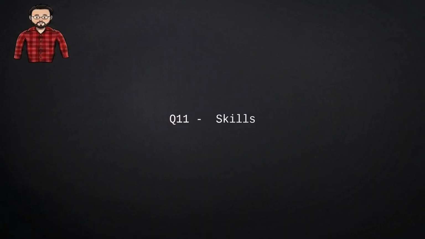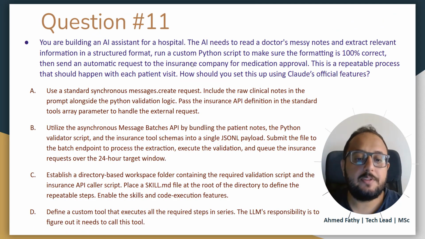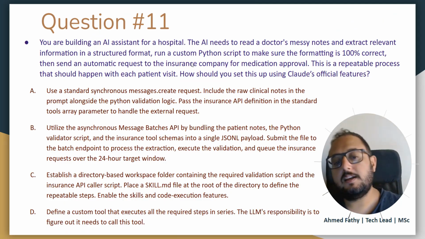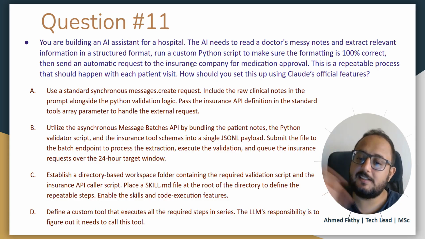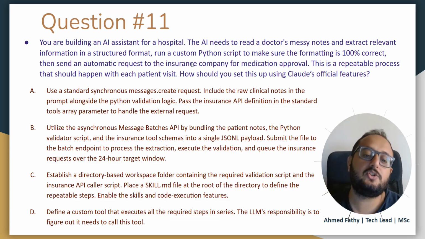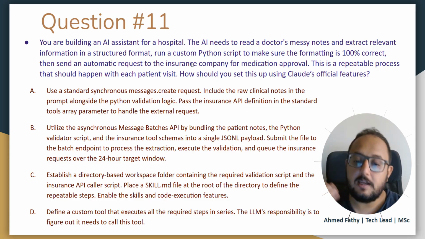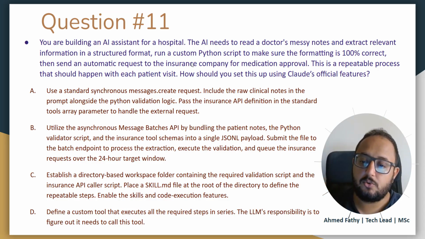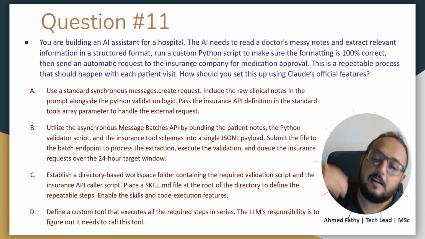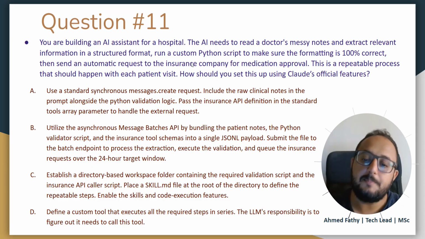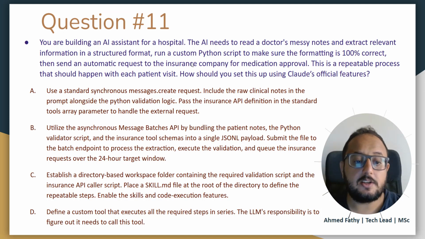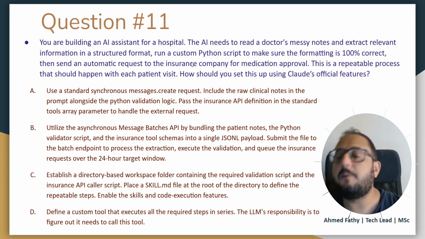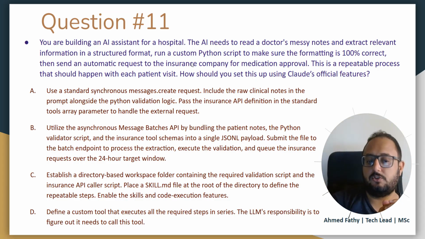Okay, now question number 11. You are building an AI assistant for a hospital. The AI needs to read a doctor's messy notes and extract relevant information in a structured format, then run a custom Python script to make sure the formatting is 100% correct, then send an automatic request to the insurance company for medication approval. This is a repeatable process that should happen with each patient visit. How should you set this up using Claude's official features?